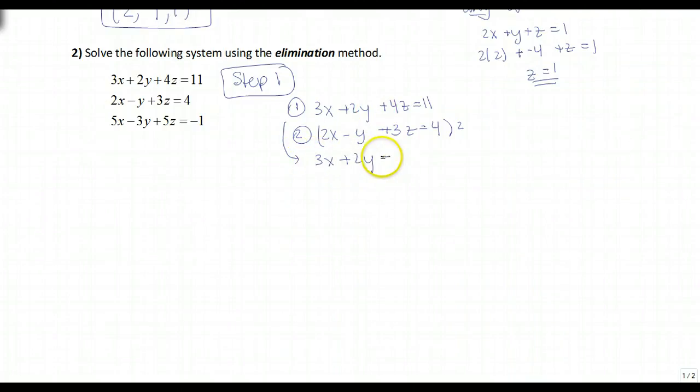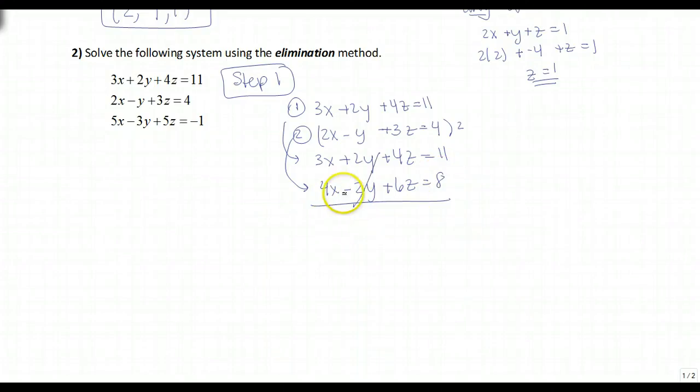3x plus 2y plus 4z equals 11. And now I have 4x minus 2y plus 6z equals 8. So I can eliminate those y's really easily. 7x plus 10z equals 19. And that's our first star equation.